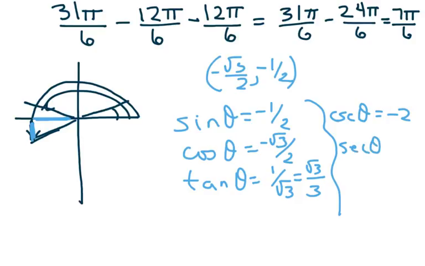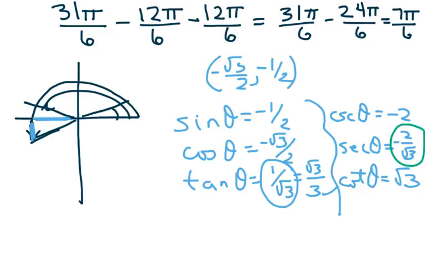Secant of theta equals negative 2 over root 3. And what I'm going to do for cotan is just flip this one. I don't want to have to rationalize again. So this is going to be root 3. And real quick, this one right here is just going to be negative root 3. When I rationalize that, I'm going to get negative 2 root 3 over 3. Okay.